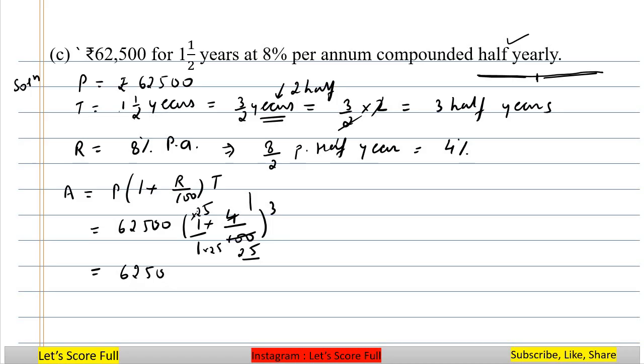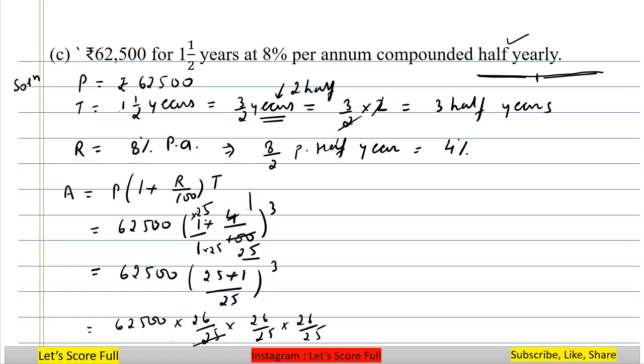So 62,500, 25 plus 1 upon 25 raised to 3. Here we can write 62,500, 26 upon 25 three times. So 25, 26 upon 25 and again. Cut it by 25. 25 ones are 25, 25s are 625, because 625 is the square of 25. And then again 25 ones are 25, 25 ones are 100.